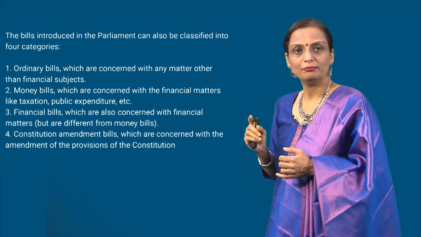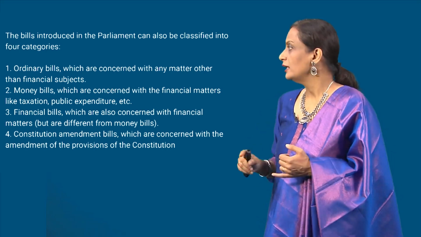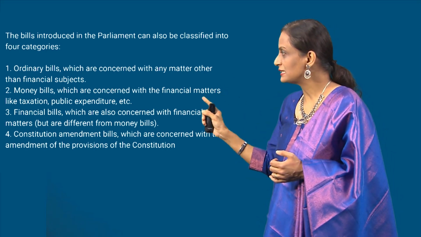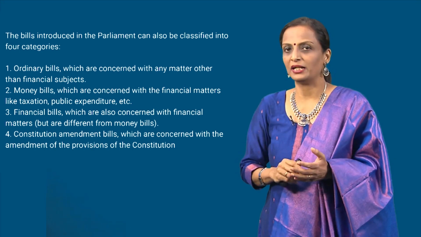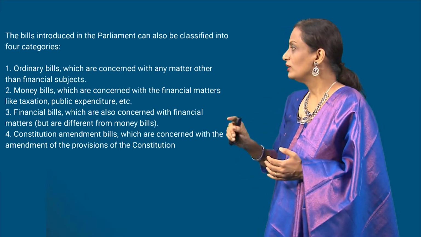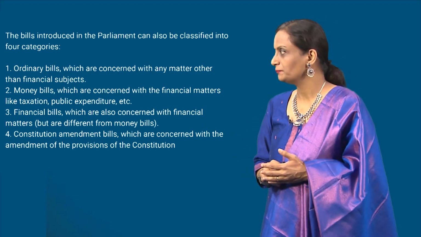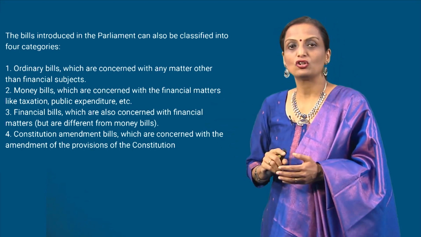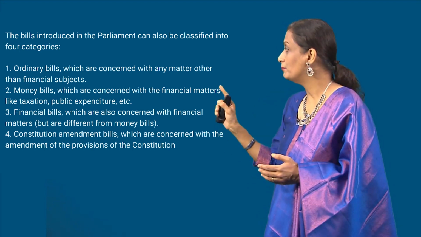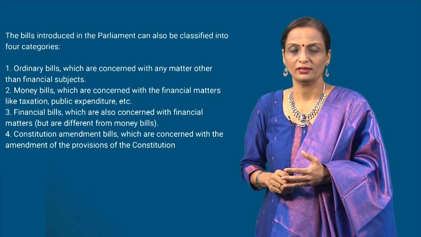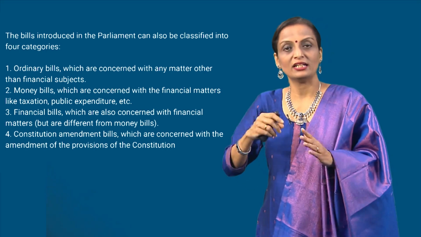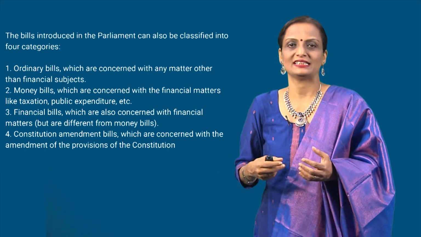Then the third is the financial bill. The financial bill is also concerned with financial matters, but unlike the money bill it is not concerned with taxation. So, it is different from the money bill. Finally, you have the Constitution amendment bills, which are concerned with the amendment of the provisions of the Constitution, making a change in the Constitution provisions itself.